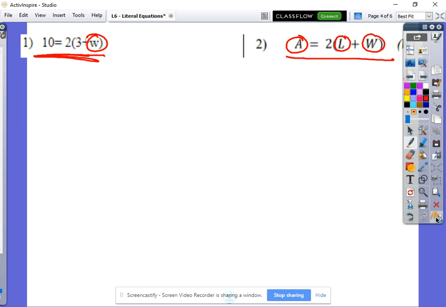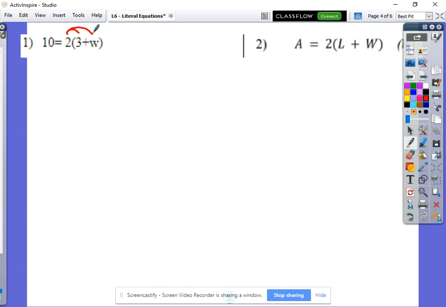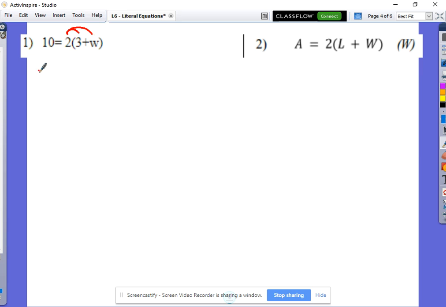All right, so I'm hoping you'll see that there are some parallels here to compare. Think about this right here. What's the first thing we would do? DC mad, distribute. So if we distribute, we're left with 10 equals 2 times 3 is 6, 2 times W is 2W. So you'll notice that we're actually going to do the exact same step here. We're going to distribute the 2 to both of those terms. So we have A equals 2L plus 2W.